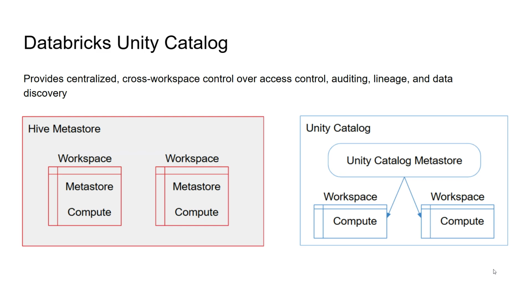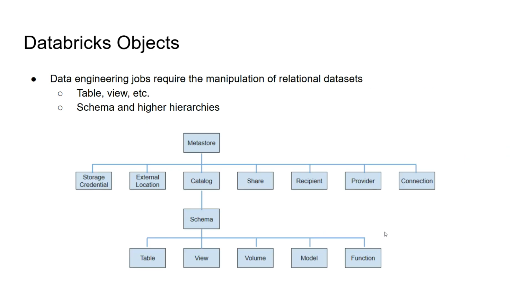Data is stored in Databricks in the hierarchy of Unity Catalog. So we talked about cluster as compute before. Now, when you store data, it's stored in the hierarchy of Unity Catalog. Unity Catalog provides centralized cross-workspace control over access control. So you will have the Unity Catalog in charge of the storage, and the workspace will offer the compute to process that storage. And these are the things that the Unity Catalog defines.